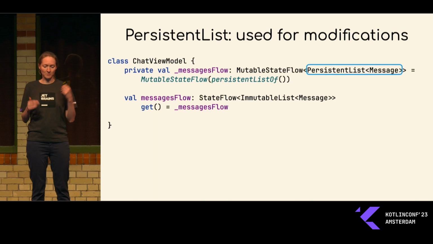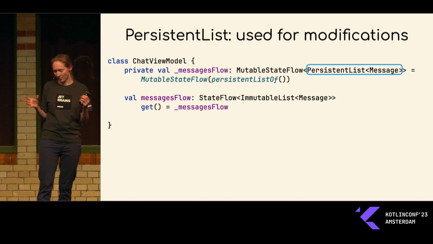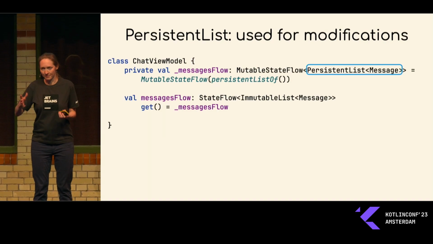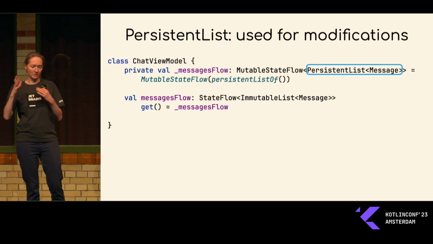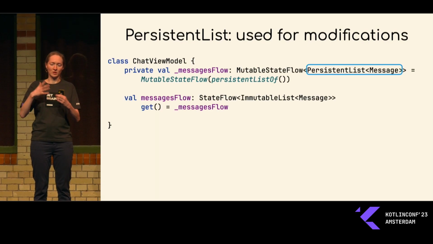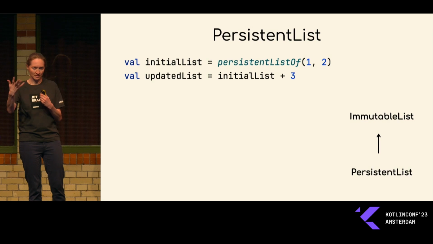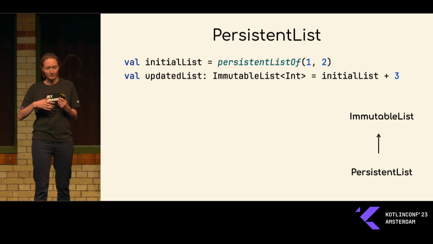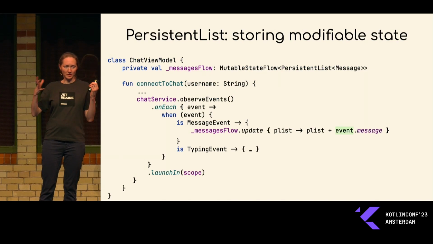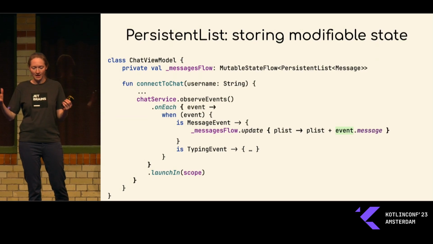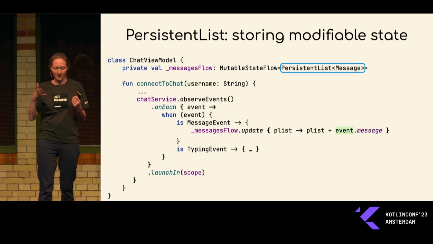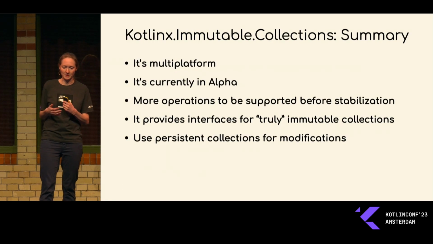We use a different interface, persistent list, for modifications. You can also browse the code and see that we need an extra interface. In KotlinX, we have this separation: immutable and persistent interfaces. Persistent interfaces are used when we need to apply any modifications, and it just extends the immutable list. When we need to update it, we store it as a persistent list, and when we expose it to the client, we expose it as an immutable list. So here, when we update, we use a persistent list.